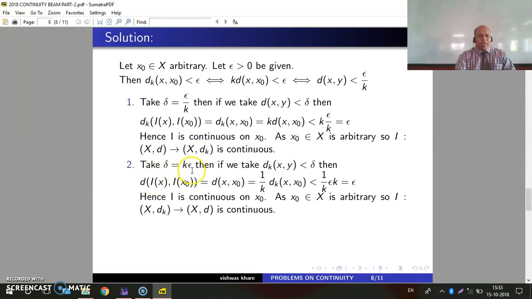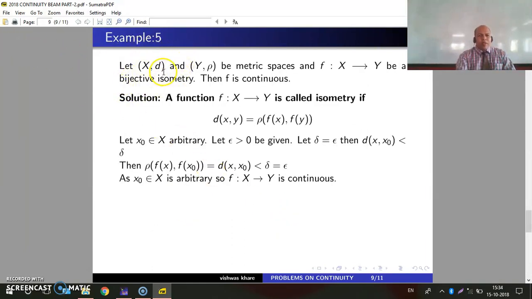Second, take delta is equal to k epsilon. Then if dk(x, x naught) less than delta, then d of I(x), I(x naught), which is equal to d of x, x naught, which is by definition 1 upon k times dk(x, x naught), is less than 1 upon k times epsilon k, which is equal to epsilon. Hence I is continuous at x naught. As x naught belongs to X is arbitrary, so I from (X, dk) to (X, d) is continuous.